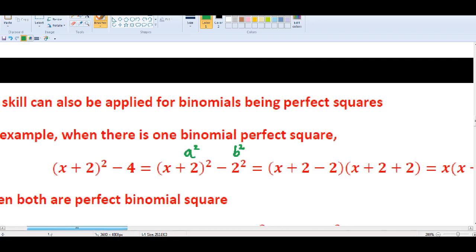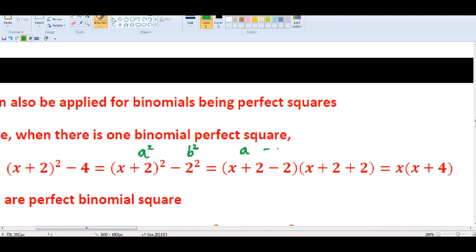Then what should we get? We should get a minus b and a plus b, right? So a is now not just a single term, but a bracket of 2 terms, which is a binomial. So a is x plus 2, and b is 2. When you apply a squared minus b squared equals a minus b times a plus b, then simply put all the things into the place. So you will get x plus 2, which is a, minus 2, which is b, and x plus 2, which is a, plus 2, which is b.